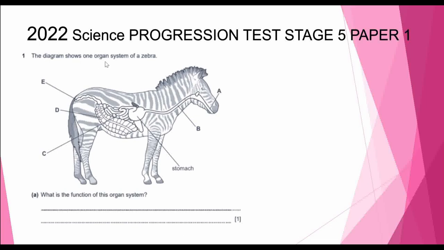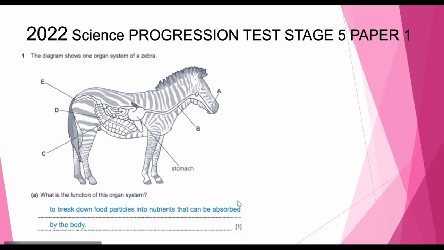The diagram shows one organ system of a zebra. What is the function of this organ system? You will be given 10 seconds from now to get your answer. 10, 9, 8, 7, 6, 5, 4, 3, 2, 1, 0. Have you got your answer? Let's reveal the answer. It's to break down food particles into nutrients that can be absorbed by the body.